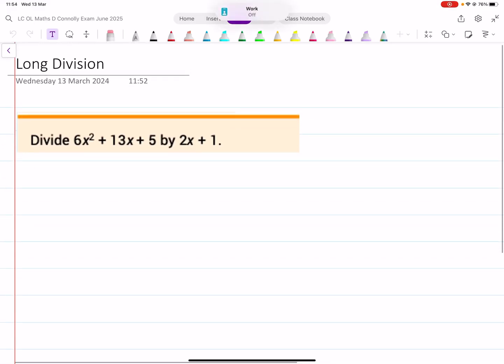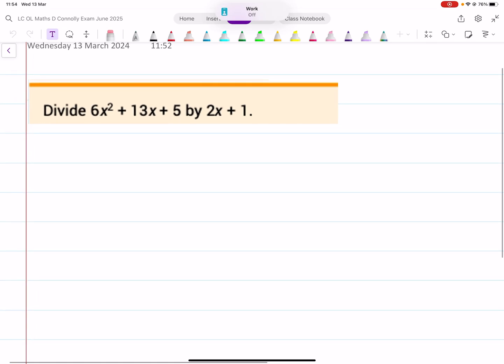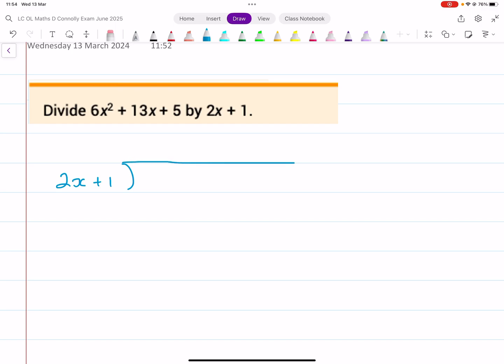So, algebraic long division. We take our divisor, which is 2x plus 1, and we're going to divide 6x squared plus 13x plus 5. So, what are our steps?